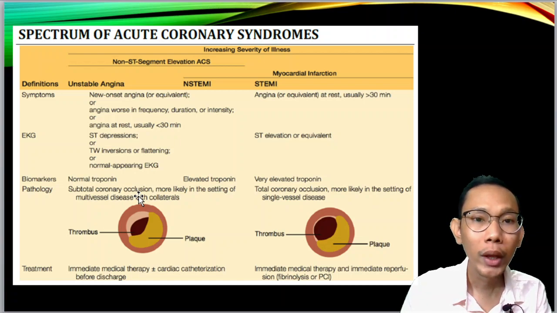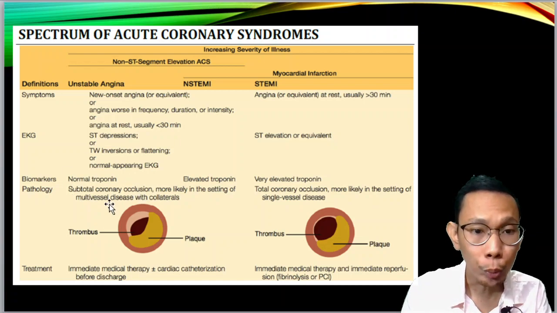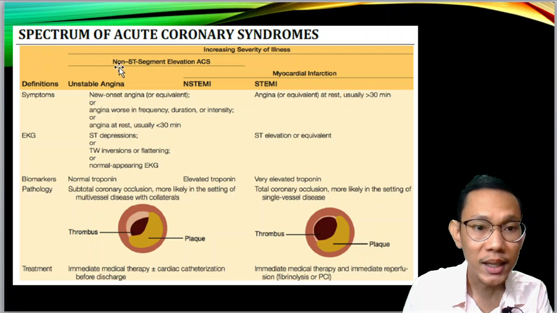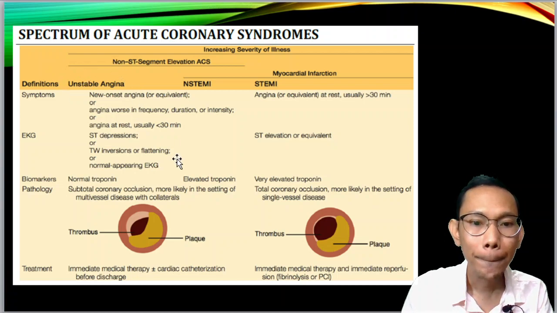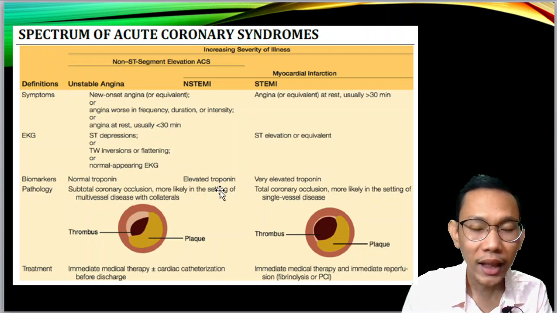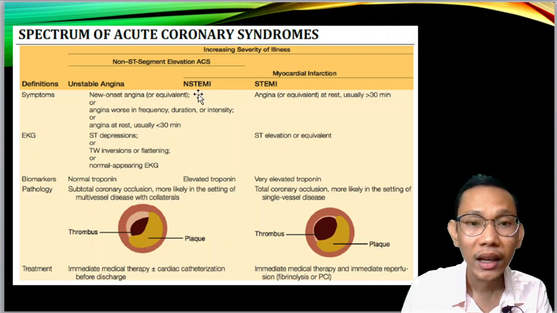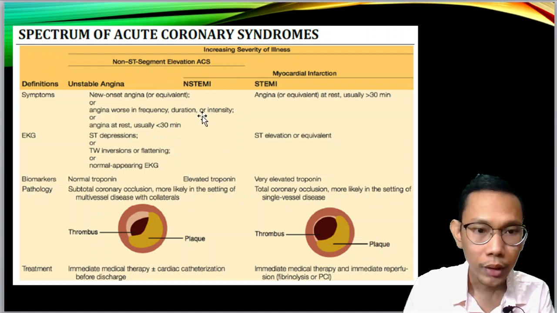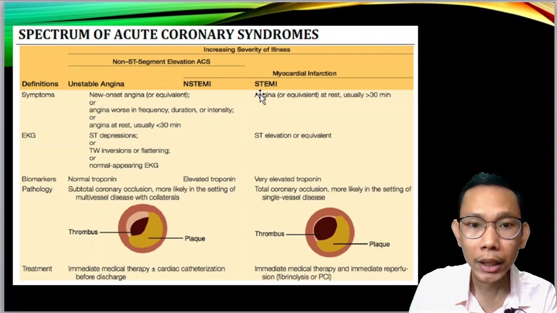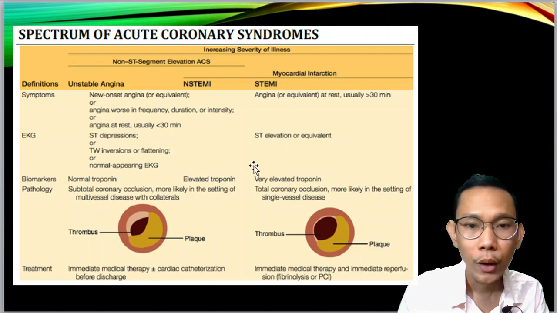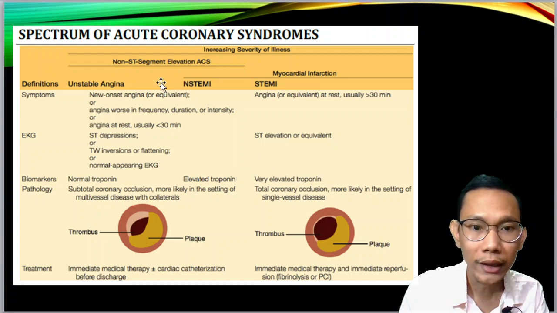When there are normal levels of your troponin, then we can say that it is unstable angina. But when it is elevated, we can say that it is non-STEMI. So let's check, how about STEMI, doc? What will happen to your biomarkers? Of course, for your STEMI, we have a very elevated troponin, unlike your non-STEMI.